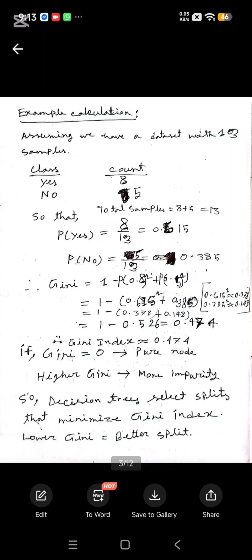When we do this calculation, the final Gini value comes out to be approximately 0.47. What does this tell us? It tells us that the node is not perfectly pure, but still reasonably informative. In practice, when building a decision tree, we compare Gini values across possible splits and select the split that produces the lowest Gini index, because that split gives us the cleanest separation of classes.